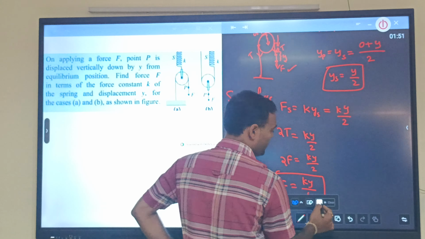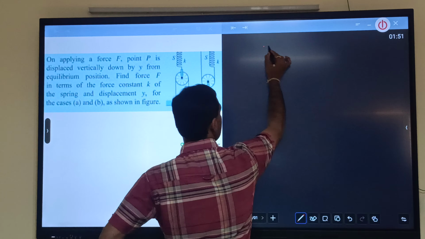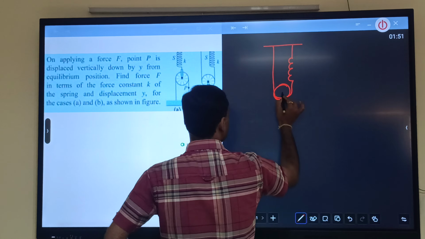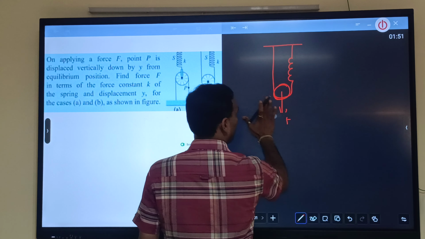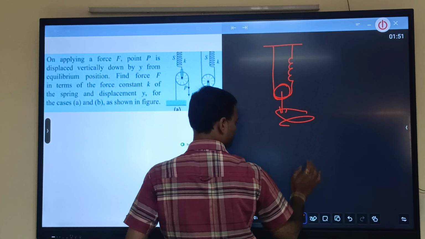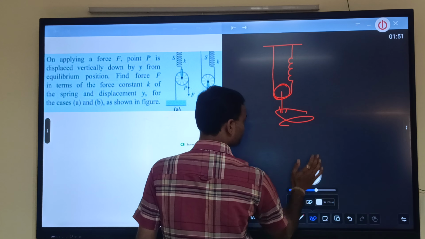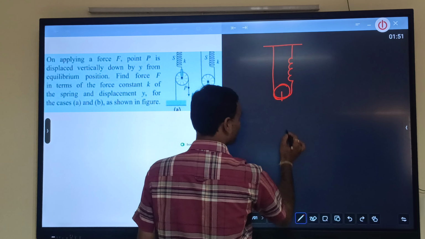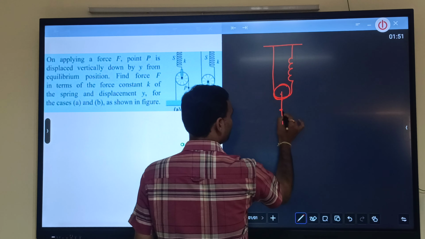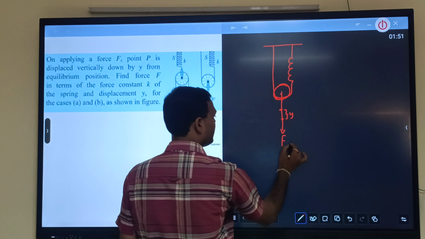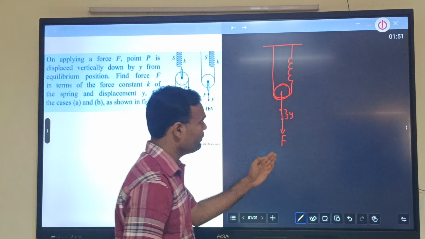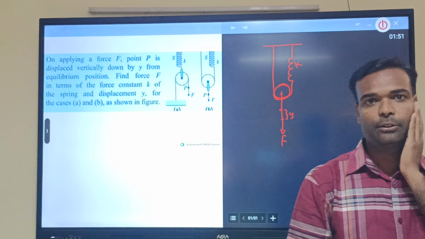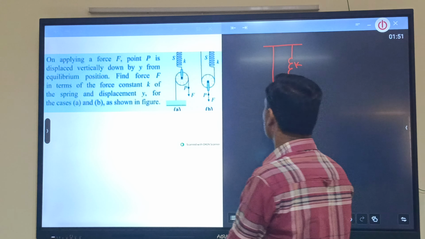Now let us go with the next question, part B. Here F is applied, and because of the application of this force, this point is displacing by a distance, and again they are asking for the F value in terms of spring constant k and displacement y. They are asking for the F value in terms of these two terms.